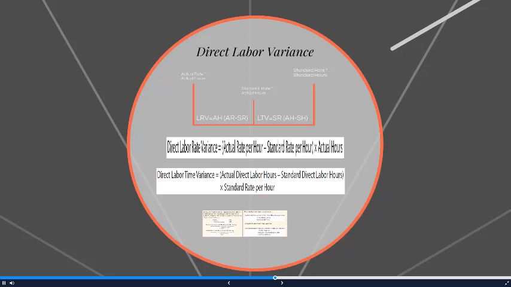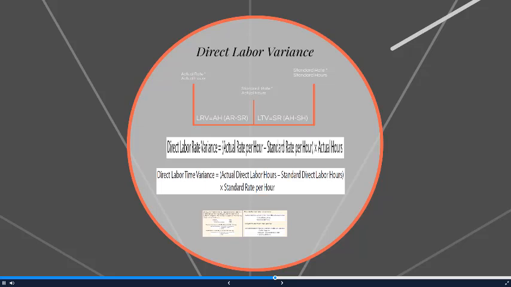To get to our labor rate variance, you're going to compare your rates, which is your actual rate minus your standard rate, and multiply that by your actual hours. This gives you your labor rate variance. Again, if your actual rate exceeds your standard rate, you would have an unfavorable variance.